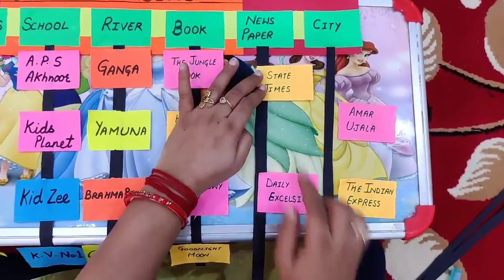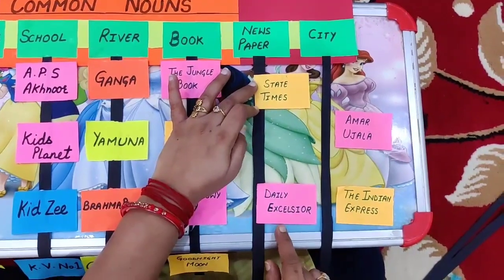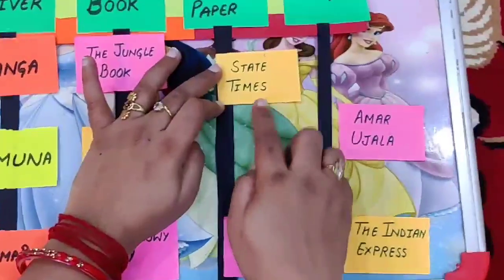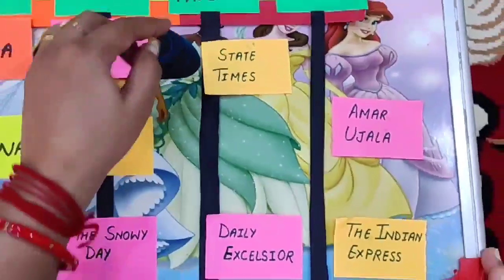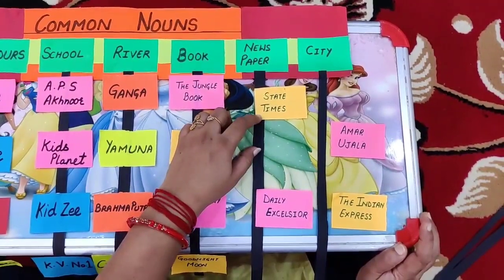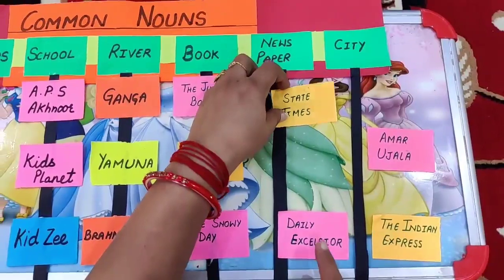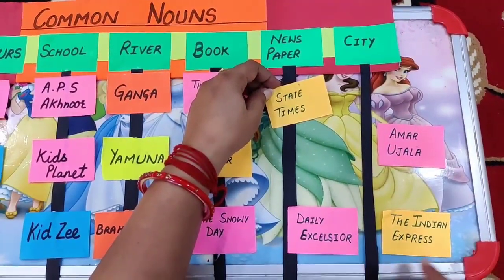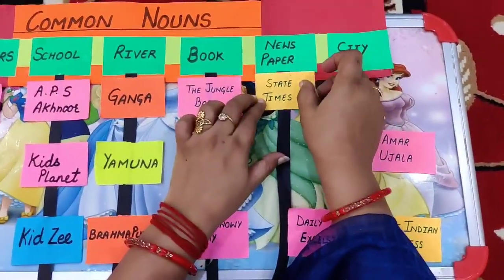Now here are some names of newspapers. State Times, Daily Excelsior, The Indian Express, Amar Ujala. What are all these? These are the names of newspapers. So newspaper is the common noun, but when the name of the newspaper is mentioned, that name is the proper noun. So State Times, Daily Excelsior, Indian Express, Amar Ujala, all these are proper nouns. So we will paste it under the common noun newspaper.